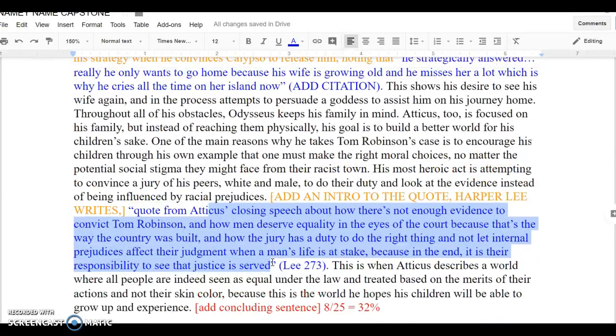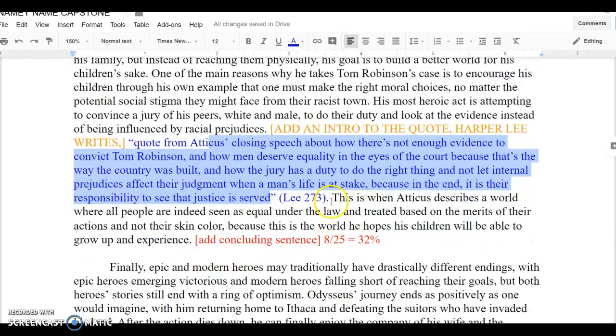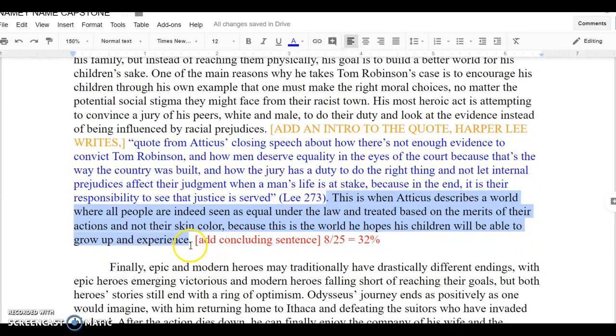The next thing is to extend your analysis. Notice I only have 1 sentence of analysis about this quote. I have only 1 sentence talking about it and how it talks about his family. So I could go ahead and add another 1 or 2 sentences down here. So his most heroic act is attempting to convince a jury of his peers to do their duty and evidence instead of being influenced by racial prejudices. Blah, blah, blah. He hopes his children will be able to grow up and experience.